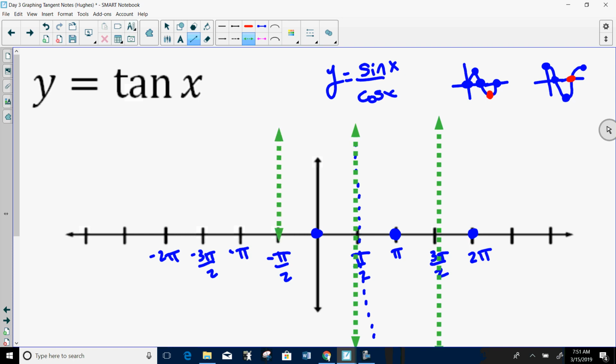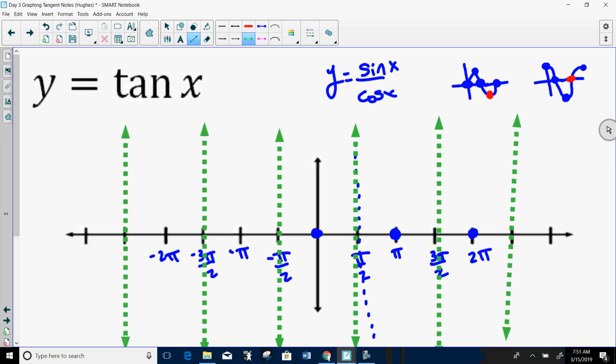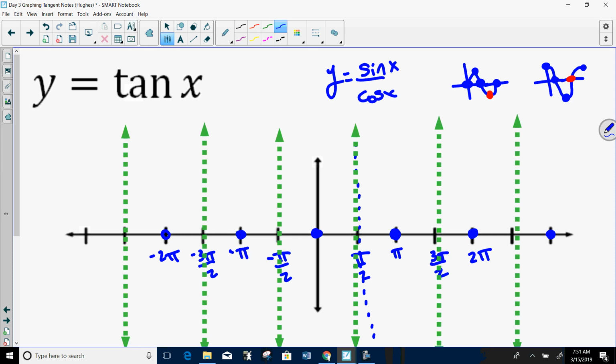So I'm going to have an asymptote here, and here, and here, and here. And so it just follows this pattern. Notice you have an asymptote, then you have a point 0. Asymptote, point 0. Asymptote, point 0. It just follows this pattern over and over again.